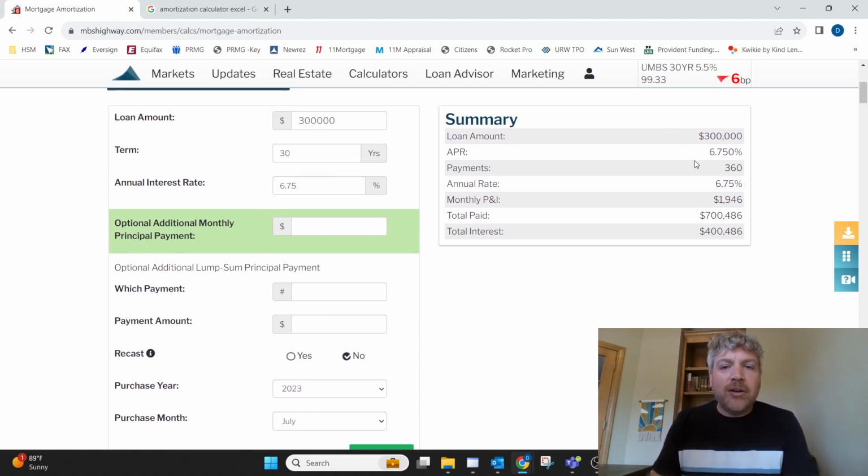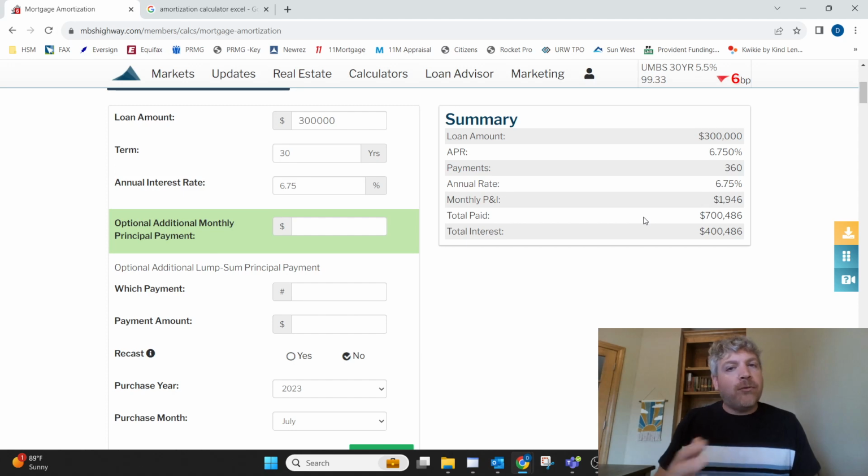So the first thing we can see here is the principal and interest payment, $1,946. Keep in mind, this is just based on principal and interest. It is not including any property taxes or homeowners insurance, which are a lot of times part of your total mortgage payment. So we're just looking at the impact of the loan based on the term and the rates, okay? So this is the amount that would be fixed as long as you have this mortgage.